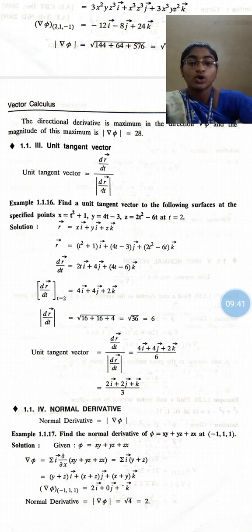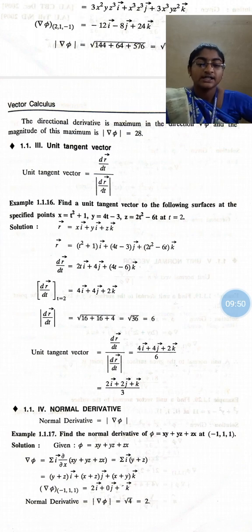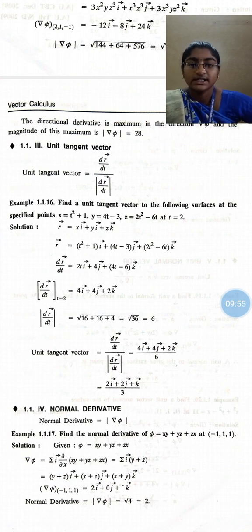We have to take the modulus for this. So it will become root of 4 square plus 4 square plus 2 square, that is root of 16 plus 16 plus 4, which is root 36. 36 can be written as 6 square. Square and square root cancel out each other. Our value is 6. Now for the unit tangent vector, write down the formula.